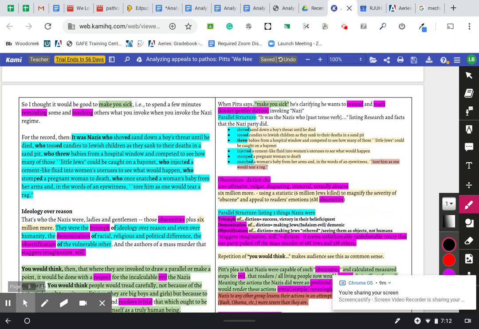So I thought it would be good to make you sick, or to spend a few minutes reminding you and teaching you what you evoke when you evoke the Nazi regime. So he's saying, I want it gently. He's using some gentler diction now. But when you use that word Nazi, what are you really doing? And this is what he's about to lay out. So continue to the next video.